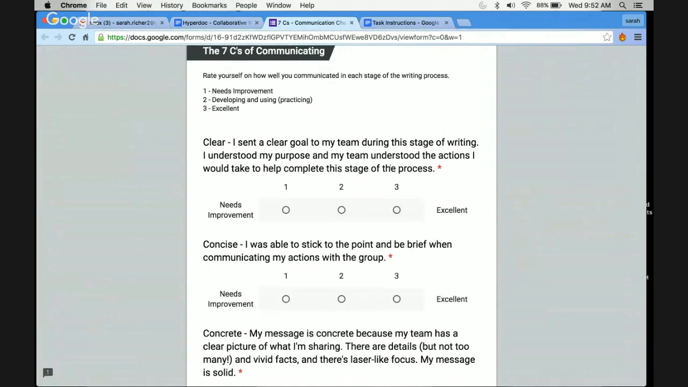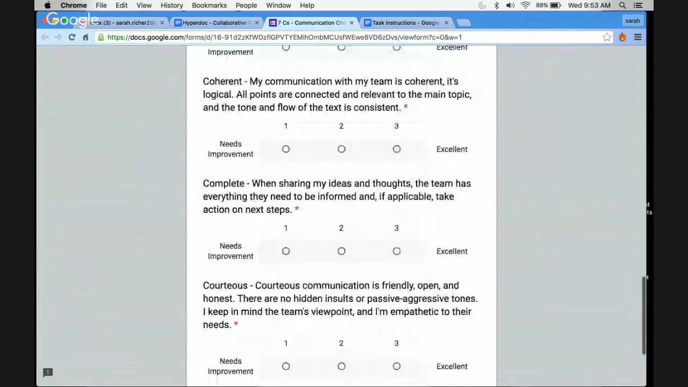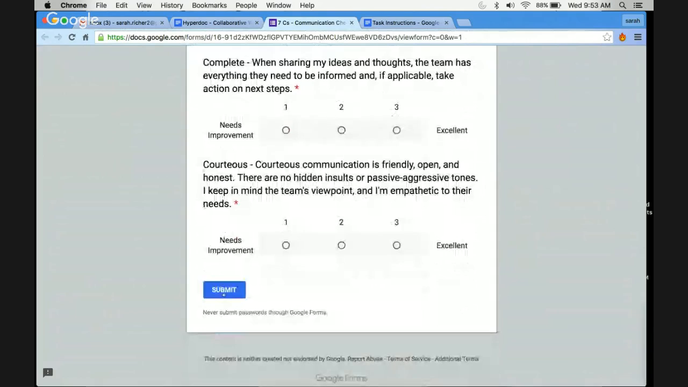So they're thinking of their pre-writing stage. They want to know if they were clear, and they rate themselves on a scale, and they go through each of the 7 C's and they submit it in. So that's one part, that they're consistently reflecting on that.